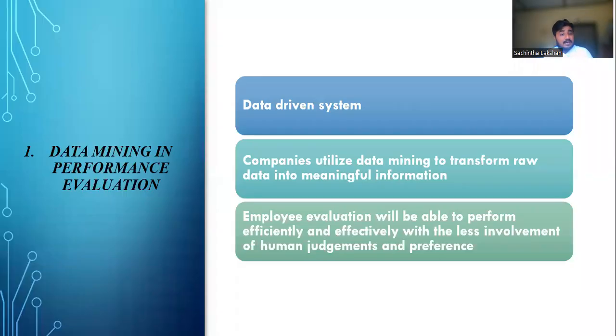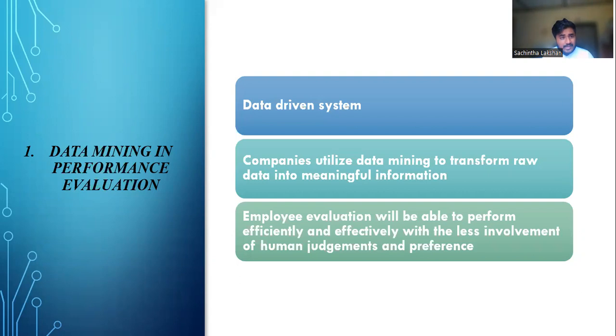The first one is data mining in performance evaluations related to human resource activities. Data mining can be considered a type of data-driven decision support system. Data mining is the act of searching through big data sets for patterns and relationships that may be used to address business problems through data analysis. Data mining techniques and tools enable businesses to forecast future trends and make better business decisions.